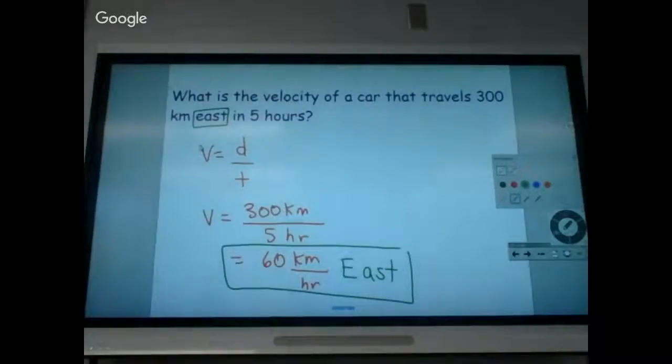I have a question. What if it's like two directions? We will not do two directions. That would get into heavy vectors, and that would be physics.